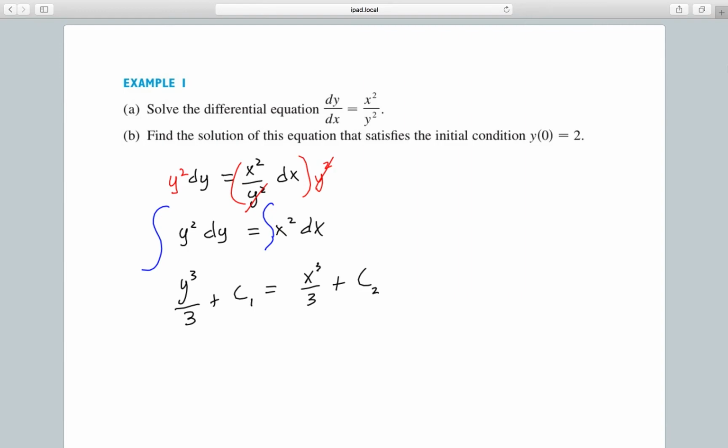Now, in general, I could just subtract c1 from both sides. That cancels on the left. And then I have c1 minus c2, but a constant minus a constant is just another constant. That all being said, I don't really have to put that constant on both sides. I just have to put it on one side. So all I really needed to write was y cubed over 3 equals x cubed over 3 plus c. And I'm done with part A.